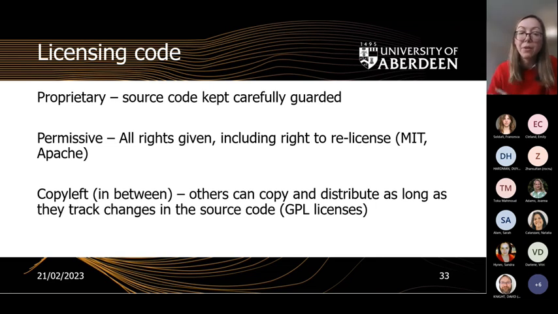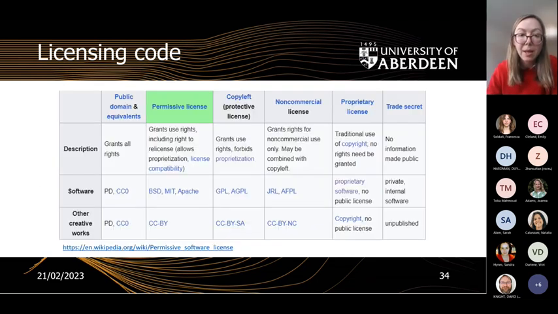And these give even the right for somebody to relicense. In between that, we've got the copyleft licenses. Others can copy and distribute as long as they track changes in the source code, and these are typically the GPL licenses. They don't allow proprietization, for anyone to distribute closed source versions. And as I said, you must pass along the changes in the source code that you've made. So these are the three different types.